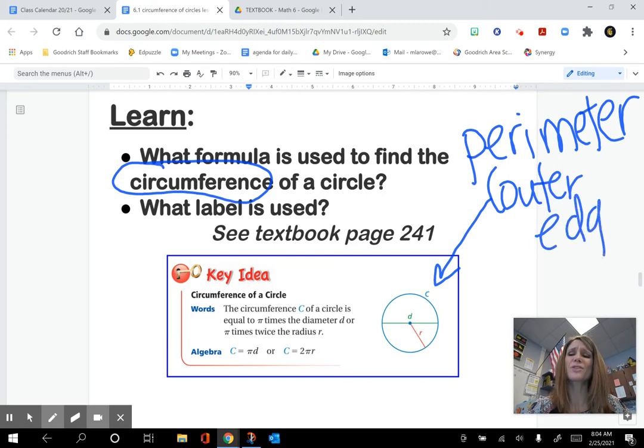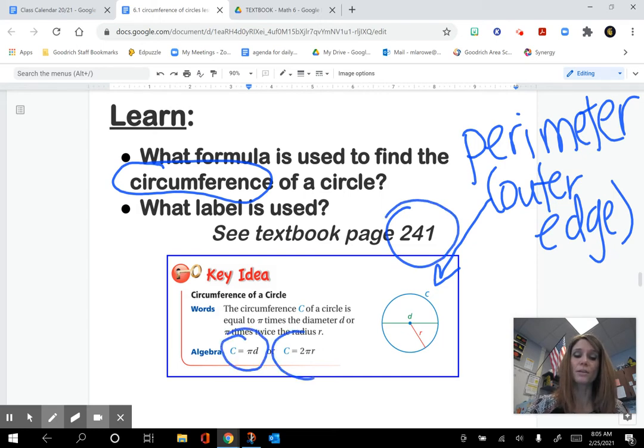So how do I measure the outside edge of a circle? Well, if it's curvy, it's really hard to measure it with a ruler because I can't roll this around the outside edge. So instead, there's a formula that's used. And the formula is used no matter what kind of circle we have, no matter what size the circle is. And we'll talk about how we label our answers as well. So on textbook page 241, they do show us in algebra these 2 formula options.